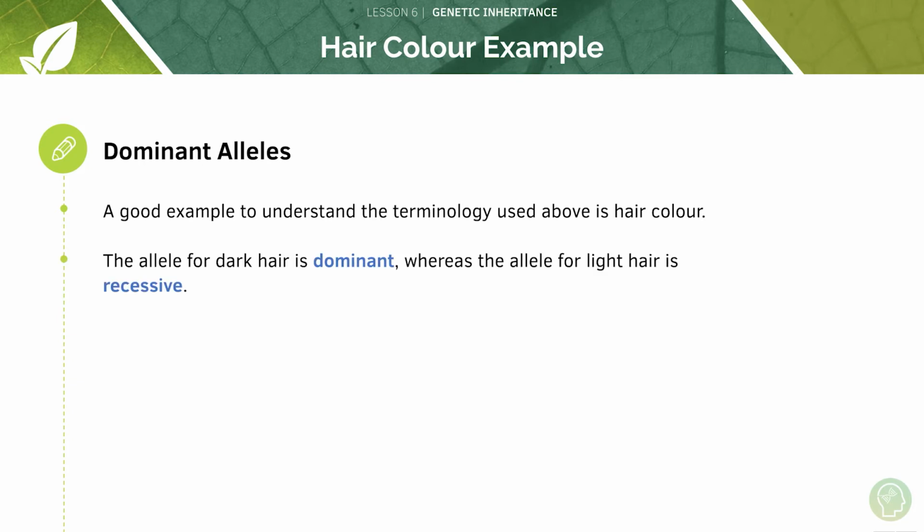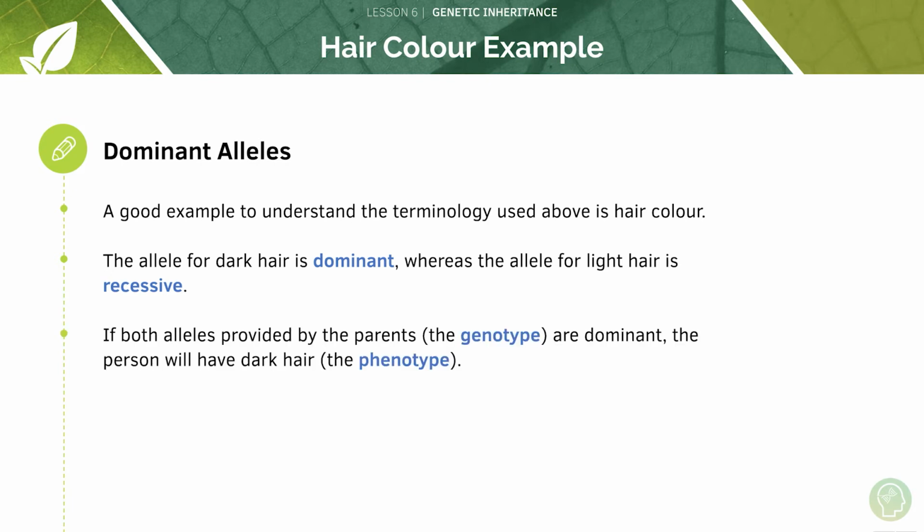The allele for dark hair is dominant, whereas the allele for light hair is recessive. Now if both alleles provided by the parents are dominant, the person will have dark hair. Remember, the outcome of the genotype combined with the environmental features is the phenotype. So this is regarded to be homozygous dominant.